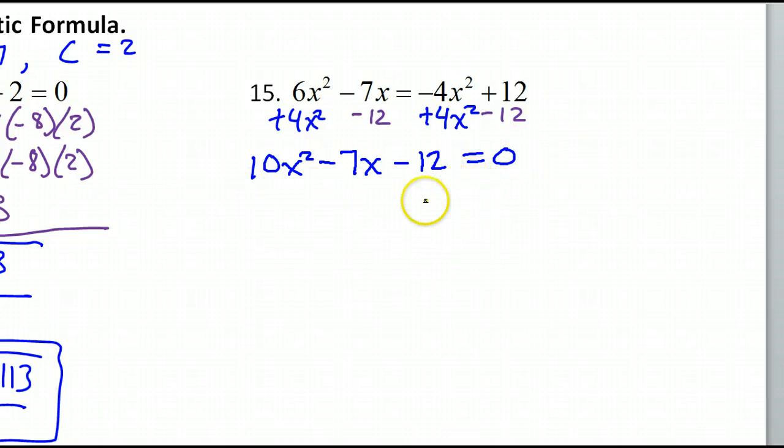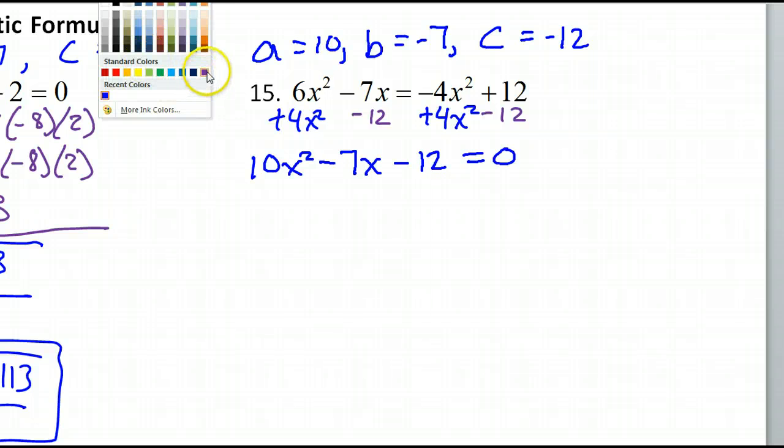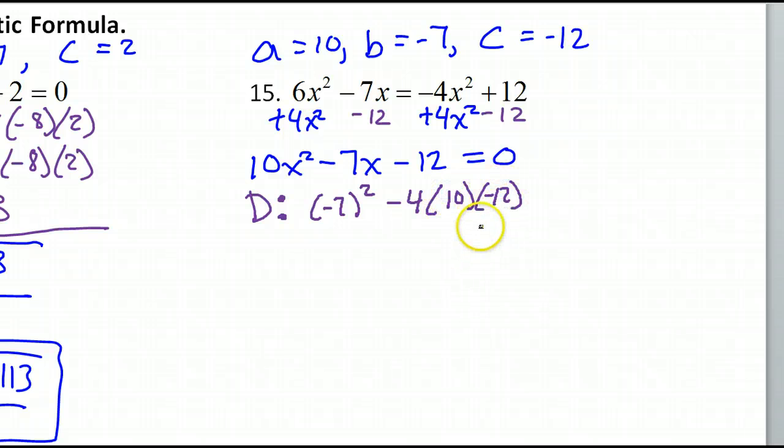So we have this. So let's go ahead and do our quadratic formula, keeping in mind that A is 10 and B is negative 7 and C is negative 12. No GCF. So first let's find the discriminant, because that's what we do. Remember that is b squared minus 4ac. So b squared, so that's negative 7 squared minus 4 times 10 times negative 12.